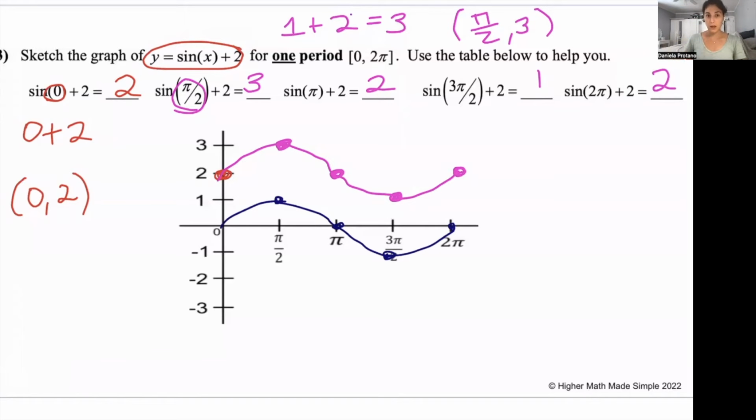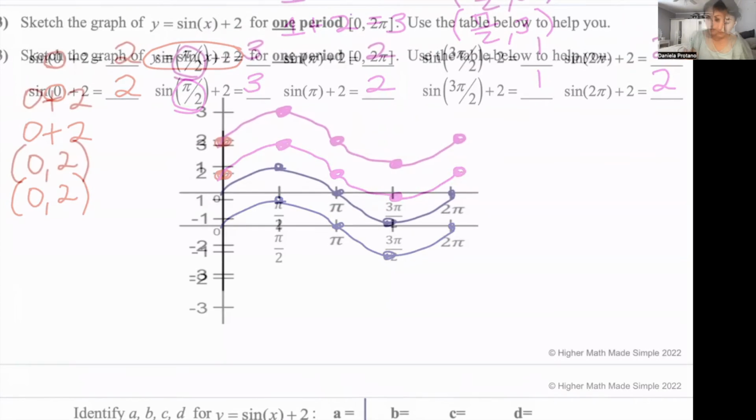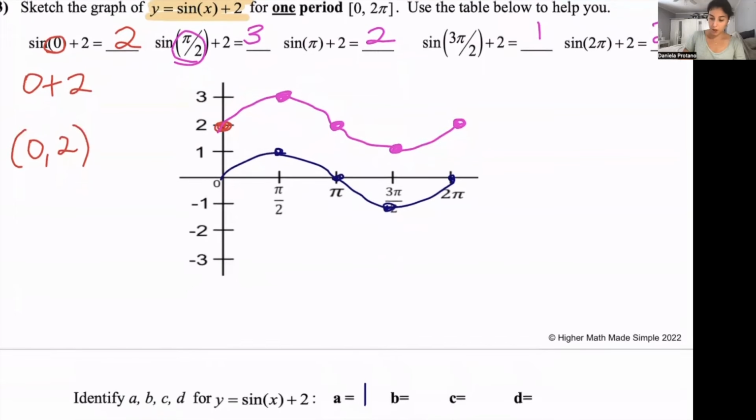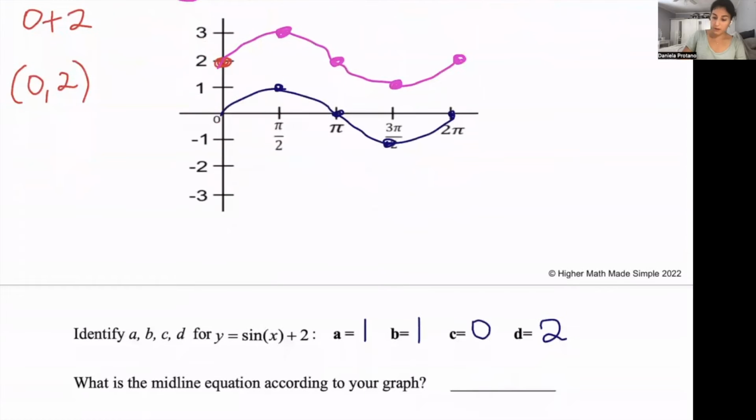And so we can see here what has changed in the equation. If we compare what happened to the a, b, c, d values of this function, well, a is 1, so that didn't change. B is also 1, that didn't change. C is 0, so that didn't change. D is not 0 anymore, it's now 2. So we can see that the only thing that changed in this equation is the d value. It went from 0 to 2.